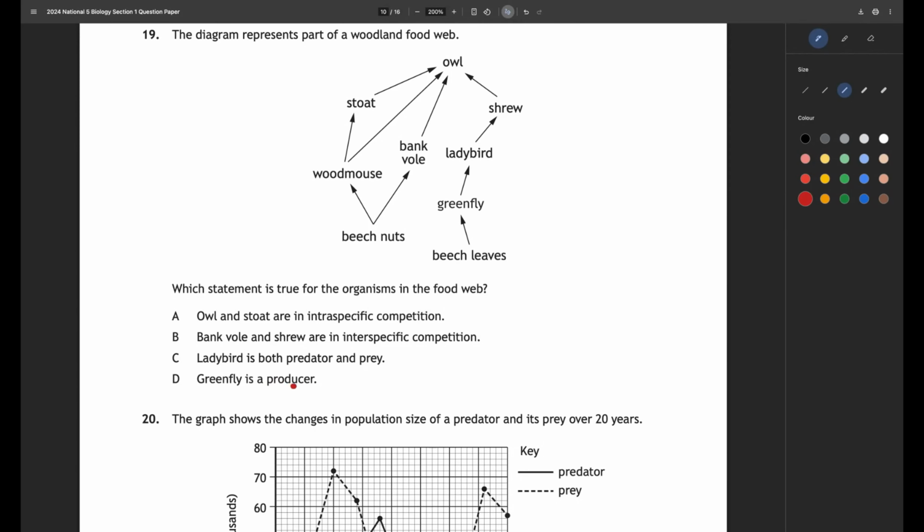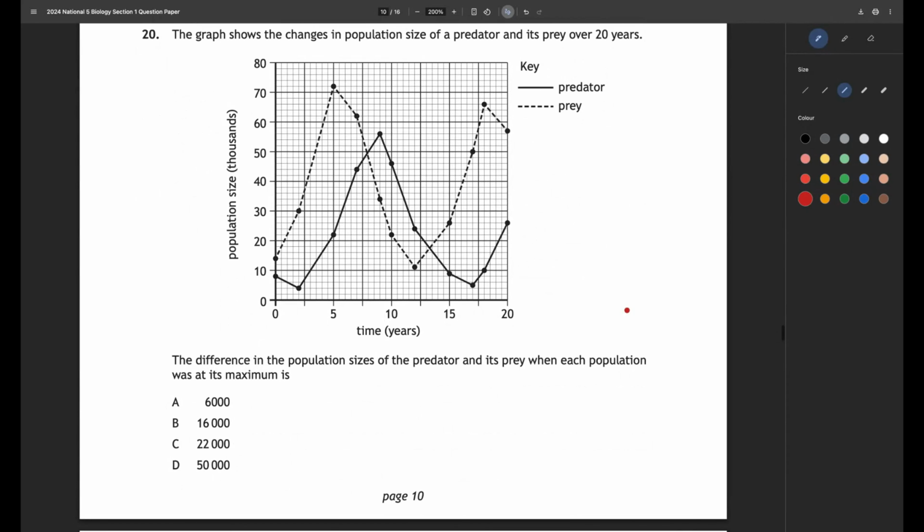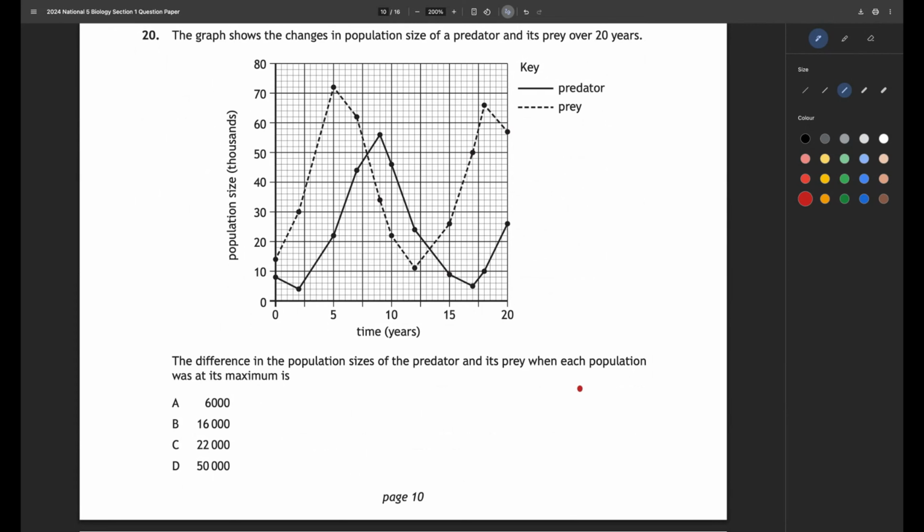So the greenfly is a producer. Well, if we have a look at the greenfly, they've tried to put this in, I'm assuming, because of the word green, and we think of producers as green plants, photosynthetic plants, but it's not the bottom of this particular food chain here. We can see we've got beech leaves from beech tree, and therefore it is not going to be the producer. So D is incorrect as well. So C is our correct answer. All right, and it's good just to go through all the options and eliminate them, just for your own peace of mind to know that you certainly do have the right answer for that one.